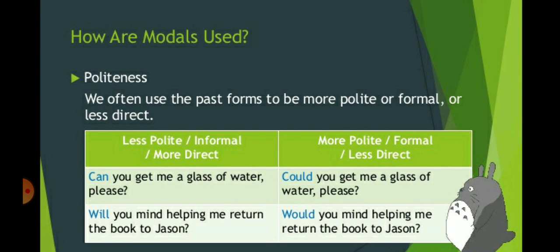Now my dear students, you can see the word politeness. Whenever we talk and discuss about politeness, we often use the past forms to be more polite or formal or less direct. Here you can see two different columns. In the first column you can see examples of less polite or informal or more direct sentences. In the second column you can see more polite or formal or less direct sentences.